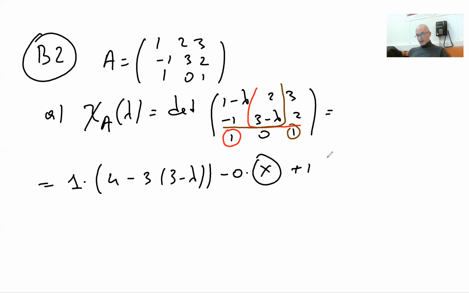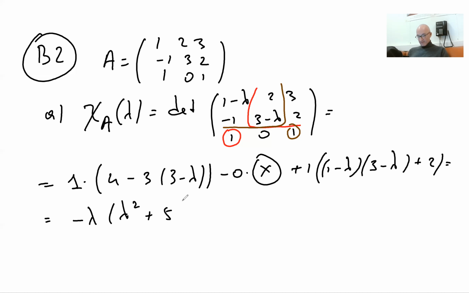And then plus 1 times the determinant of this matrix. 1 minus lambda, 3 minus lambda, minus 1 times 2, it means plus 2. Okay, we have to simplify. This is a long process, at least for me, but I simplified it and I get minus lambda times lambda squared plus 5 lambda plus 6. So we were lucky that actually the determinant of A is 0.